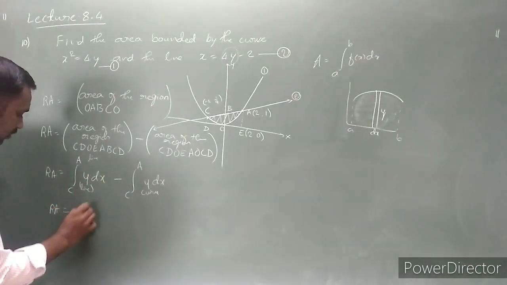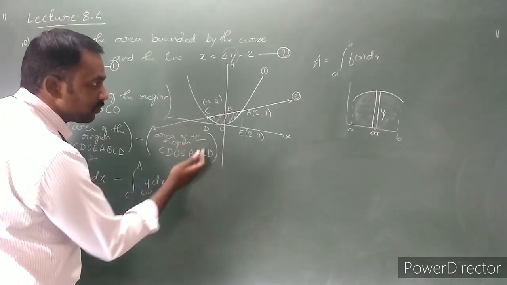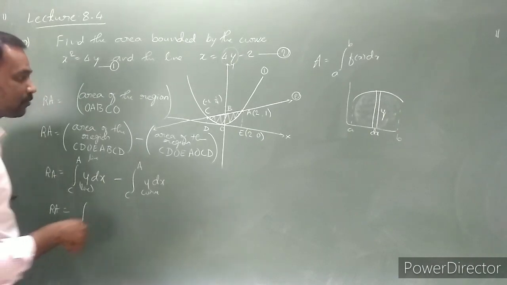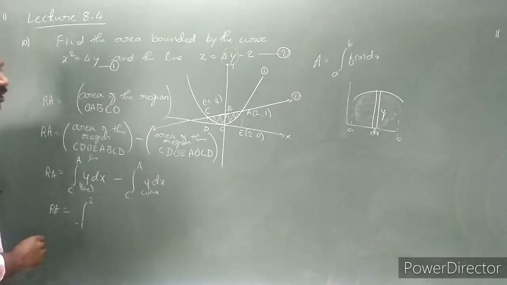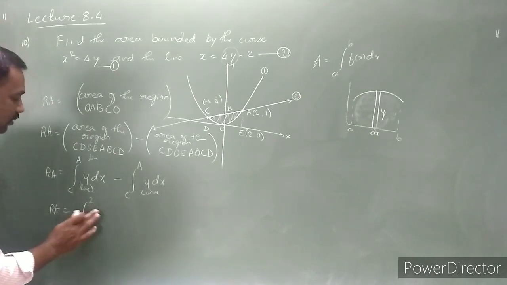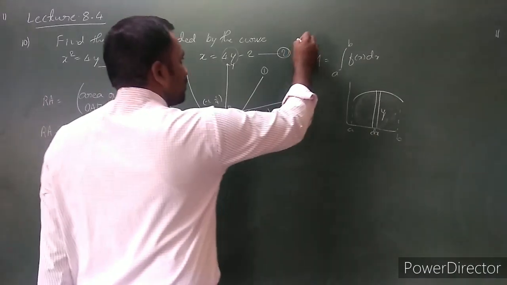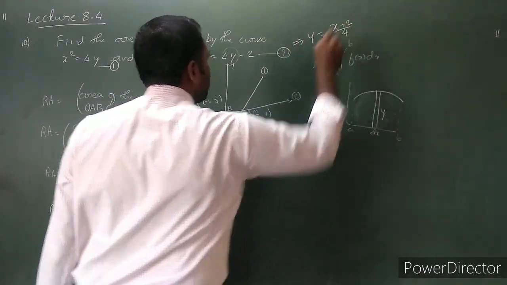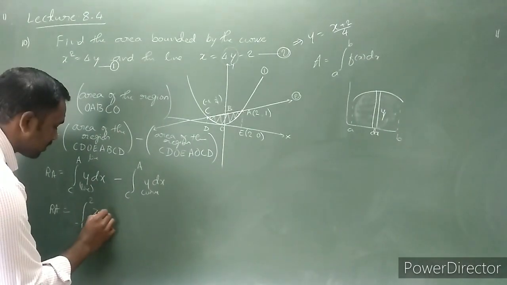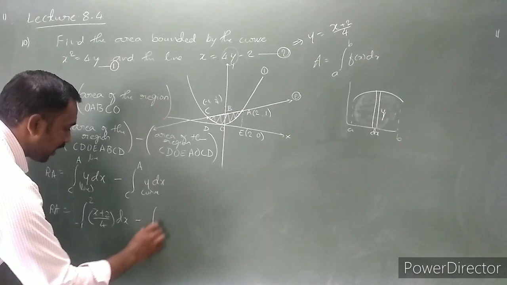The required area is equal to the integral from the C coordinate to the A coordinate, x value minus 1 to 2, of y dx. Y means the line equation. What is the y value? We can write y is equal to x plus 2 divided by 2, so x plus 2 divided by 4 into dx, minus.